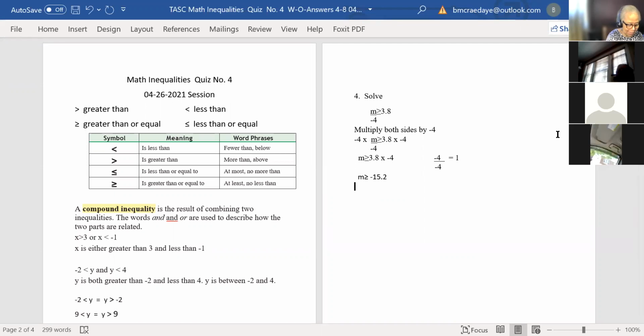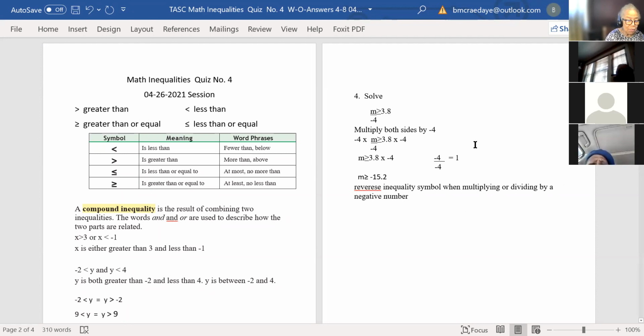Very good, that's the word, Vanessa. Reverse. That's it. Reverse inequality symbol when multiplying. This holds for multiplication and division. Multiplying or dividing by a negative number. So reverse.